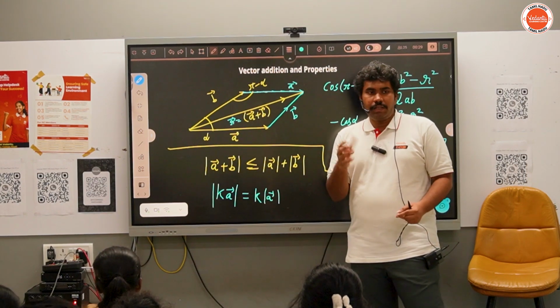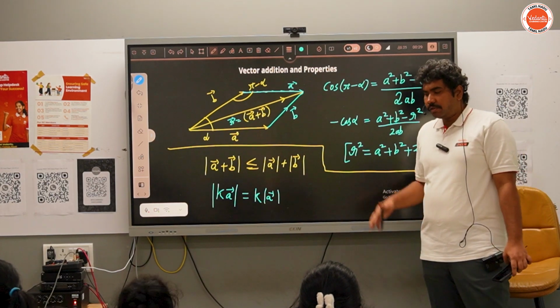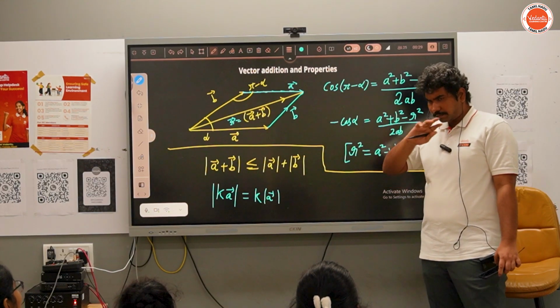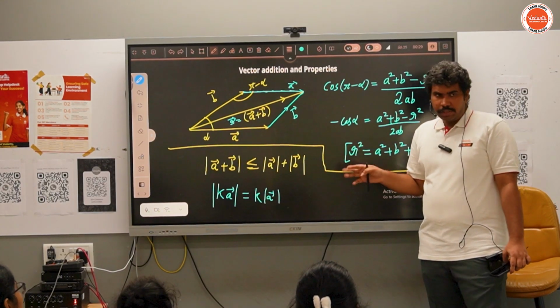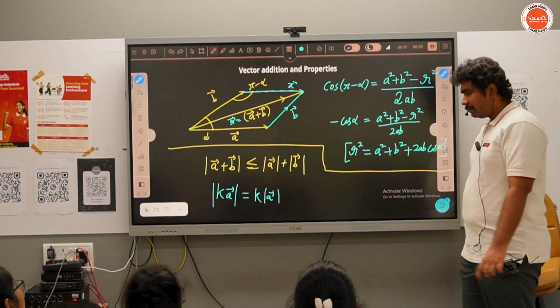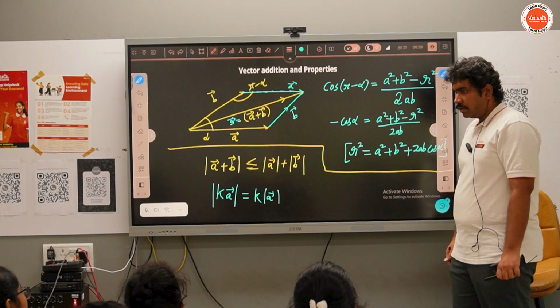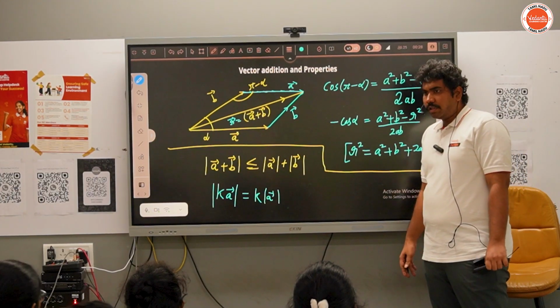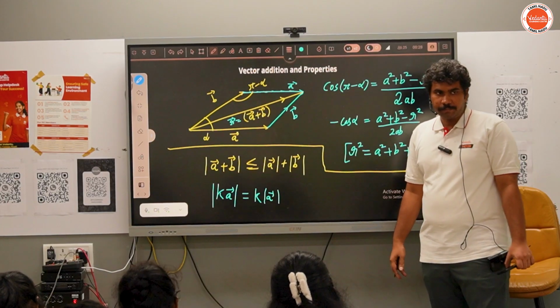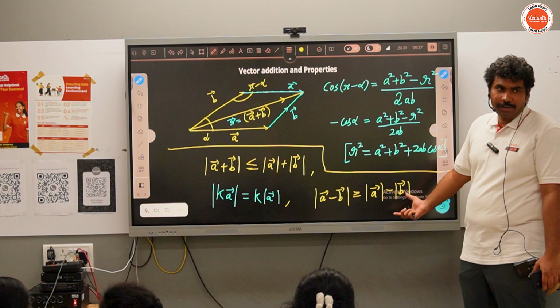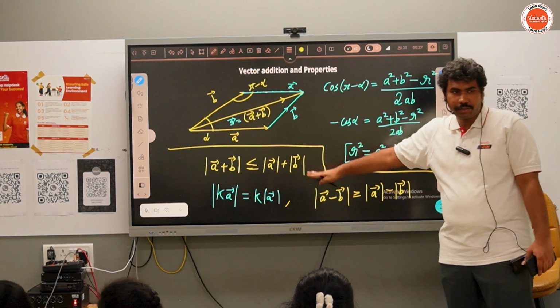Because you can say a vector plus b vector, a vector, b vector, all three vectors are coincident. That's all about this. And also all the properties of the numbers will hold here: commutativity, associativity, all the things. So modulus of a minus b is also the same, right? It's going to be greater than or equal to modulus of a vector minus modulus of b vector. Okay, I have to write that. This is not a very special law, it comes directly from there only.